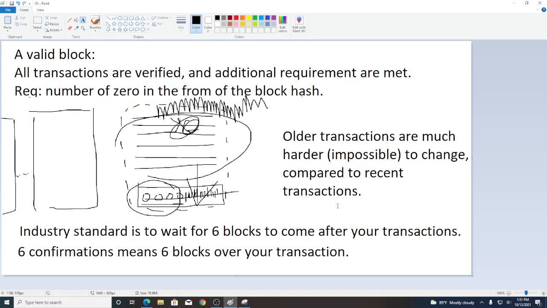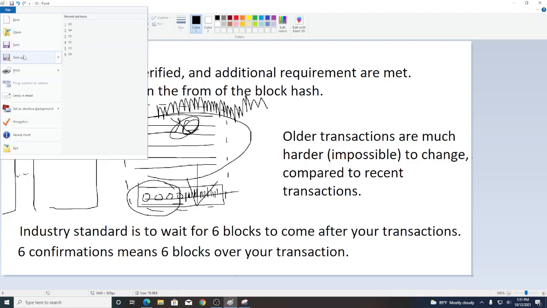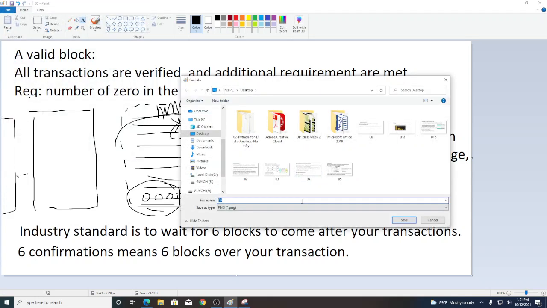Let's save it as number 5, picture number 5. Okay, and our last subtopic, let's go to 6. Save it as 6.